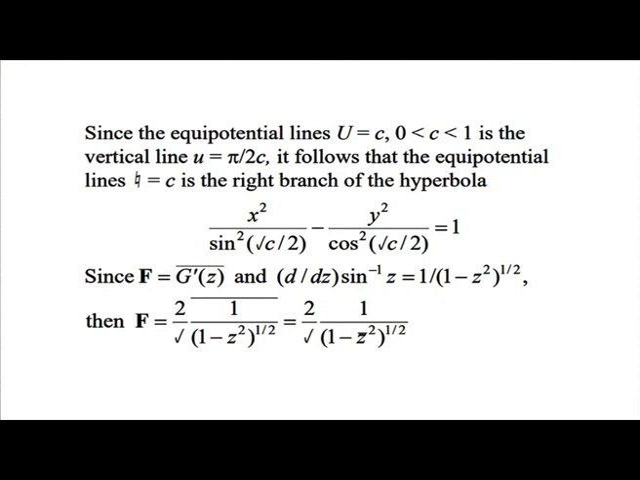Since your F is the conjugate of g dash z, and d by dz of sin inverse z is nothing but 1 by 1 minus z square the whole raised to half, we have F is equal to 2 by pi times the conjugate of 1 by root of 1 minus z square, which is equal to 2 by pi times 1 by 1 minus z bar square the whole raised to half.